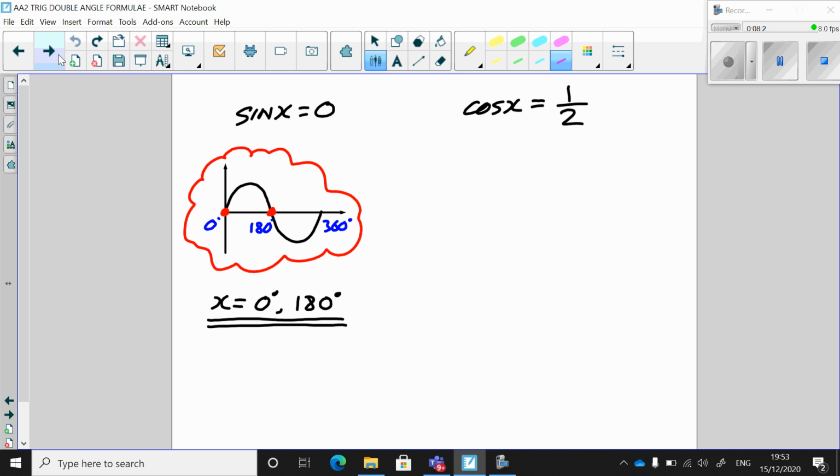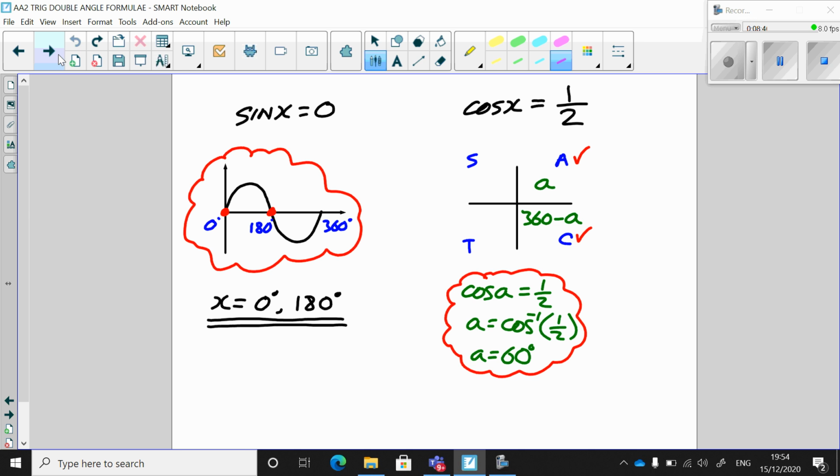I think that's going to involve the quadrant check. It does. Where is cosine positive? All in cosine. We've done that before, so I don't need to drag it out. So I need to introduce a, because a is a calculator answer. So instead of cos x equals a half, it's cos a equals a half. A equals the inverse cos of a half. A equals 60, I think. There you go. So you're all up to speed on that. You should be able to do that.